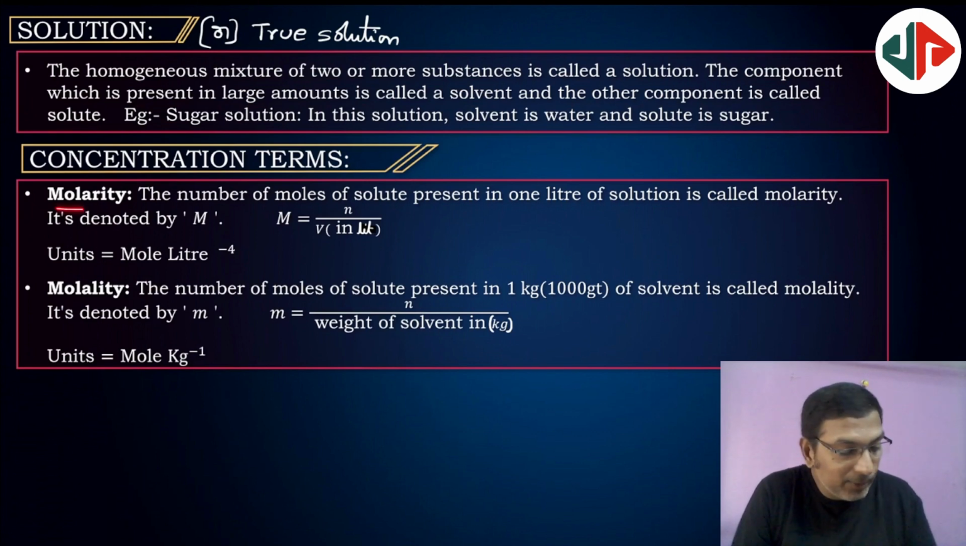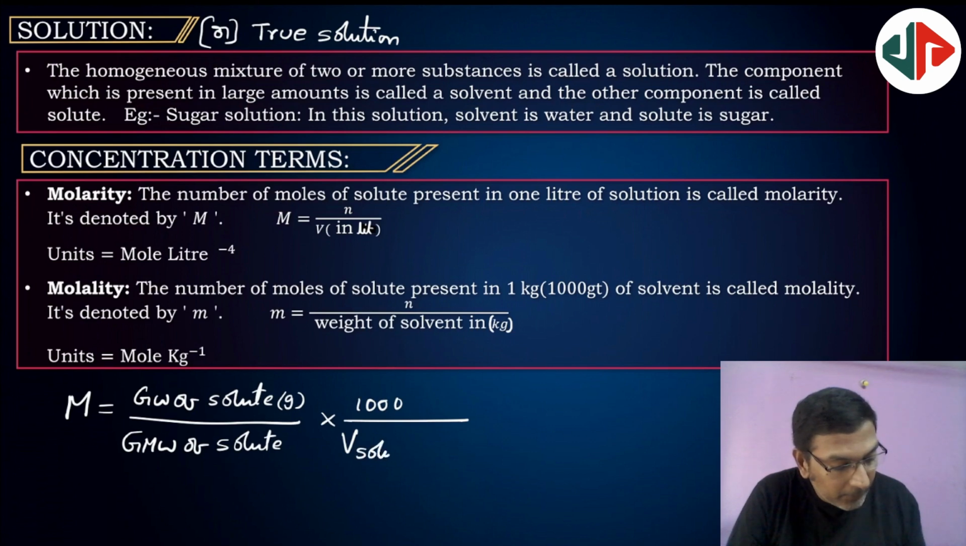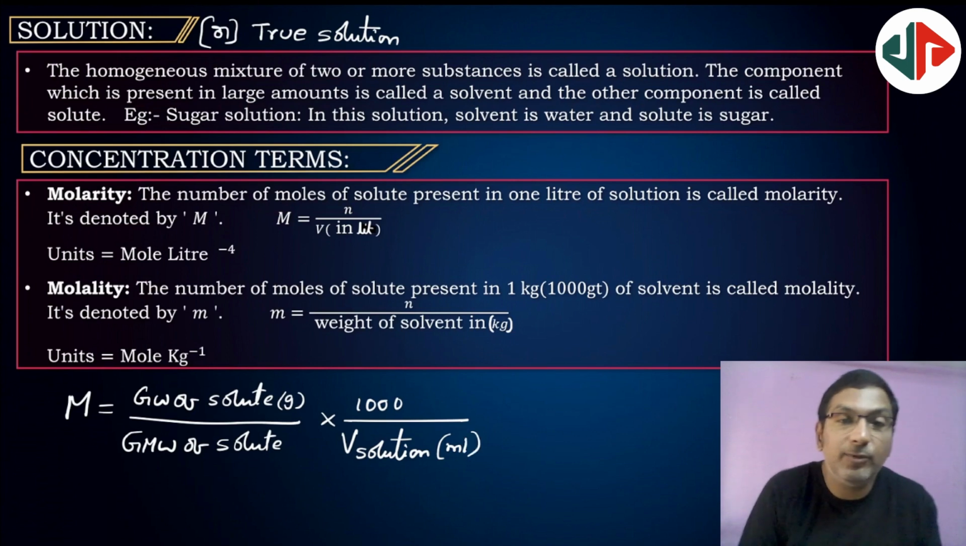So most important one, molarity, denoted with capital M. It is the number of moles of solute present in 1 liter of solution. So final formula we can write like this. Capital M, molarity equal to given weight of solute in grams by gram molecular weight of solute into 1000 by volume of solution in ml. So this is final formula.